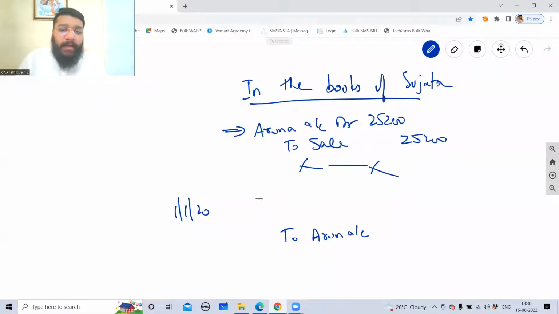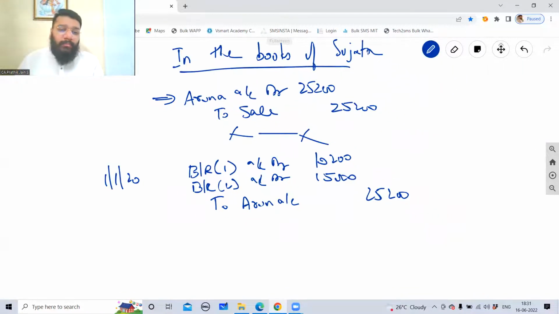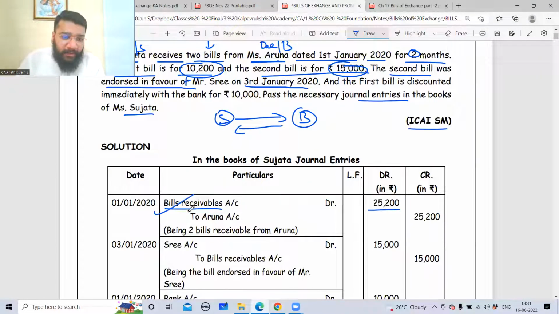Or you can write like this also: bills receivable 1, bills receivable 2, account debit. First one is 10,200, second one is 15,000. So total is 25,200. Both ways you're allowed. And please write this also: bills receivable to Aruna, being 2 bills receivable from Aruna received.